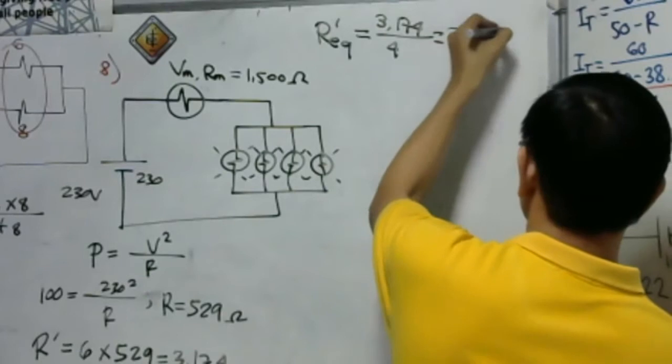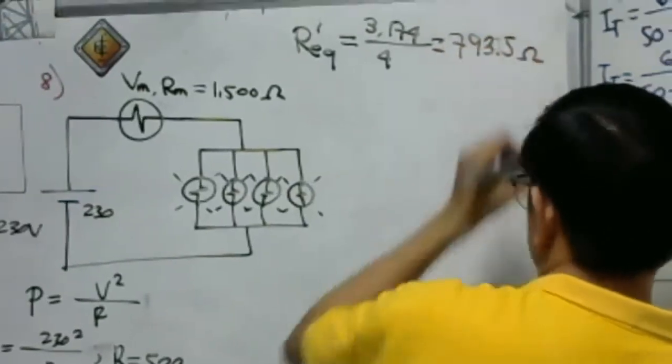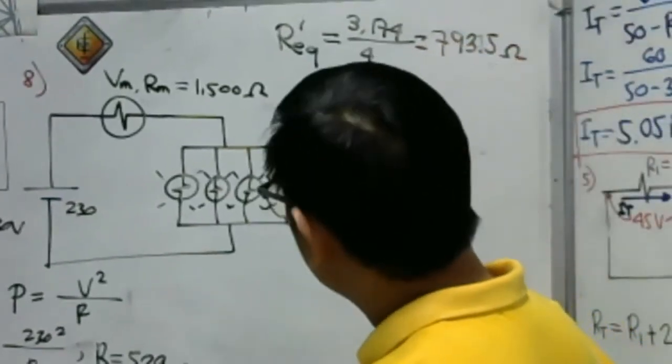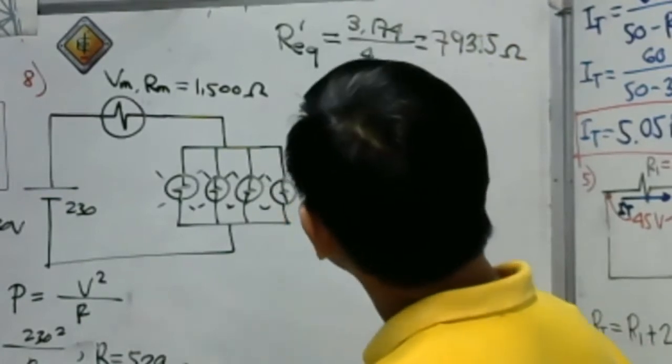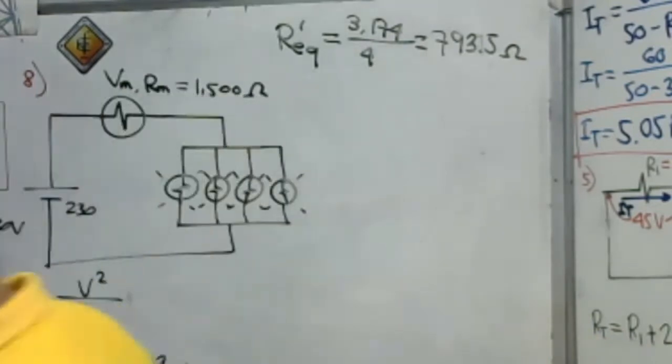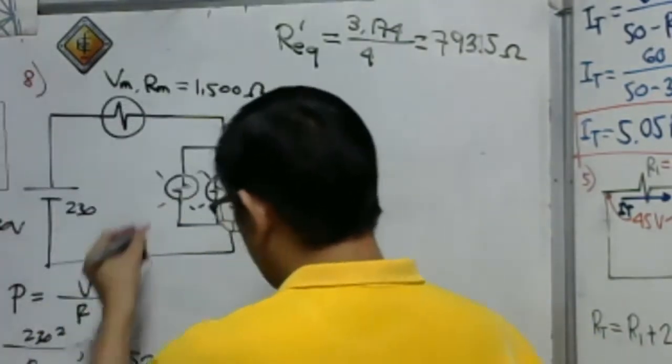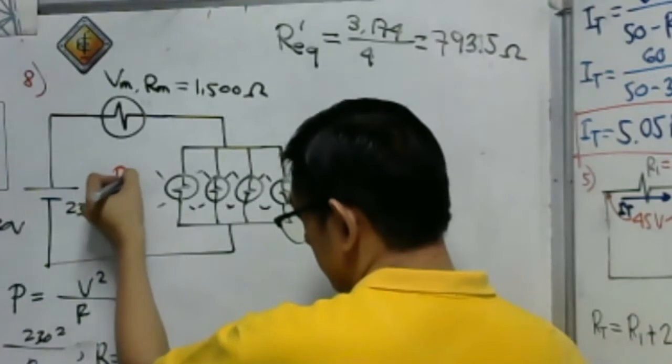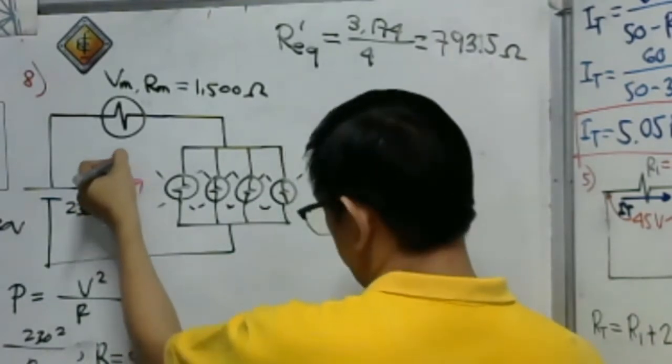793.5 ohms. That is the R equivalent. Where is the R equivalent, by the way? If I have an ohm meter here, this is our R equivalent.